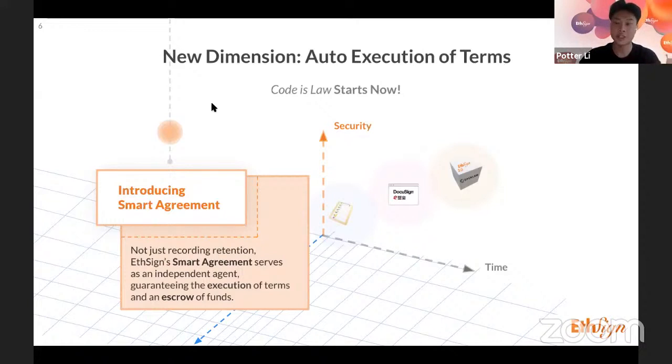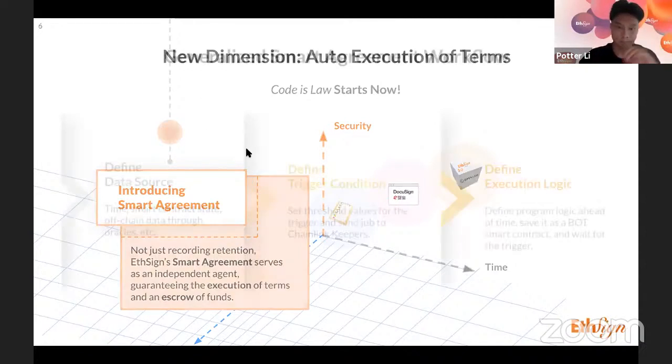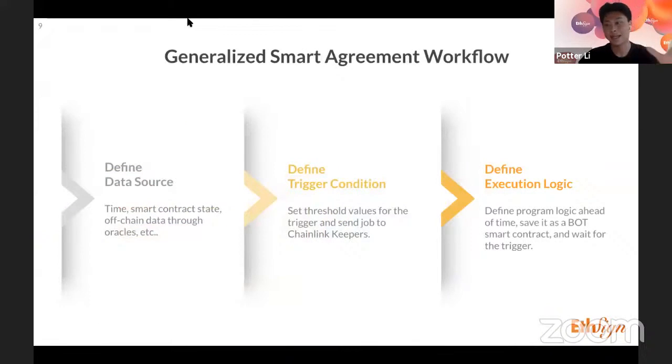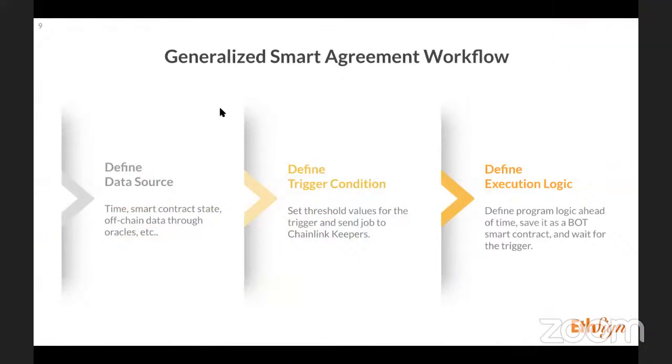The smart agreement essentially will be divided into two parts. One is smart execution. The other is escrow of funds. Okay, and let me dig into some more details.